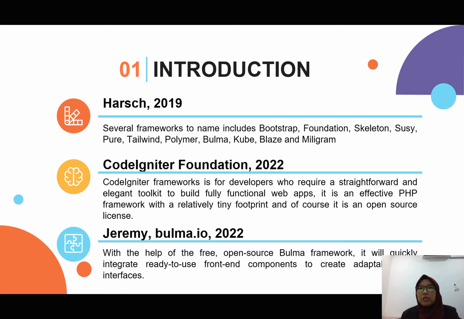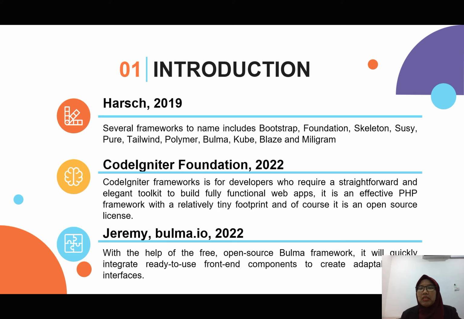Based on Nilan 2012, due to PHP frameworks' ease of use, ability to save time, and availability of ready-made libraries, PHP frameworks like CakePHP and CodeIgniter have gained popularity among developers. Meanwhile, CodeIgniter Foundation 2022 said the CodeIgniter framework is for developers who require a straightforward and elegant toolkit to build fully functional web apps. It is an effective PHP framework with a relatively tiny footprint, and of course it has an open source license.